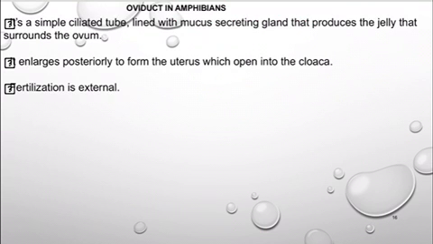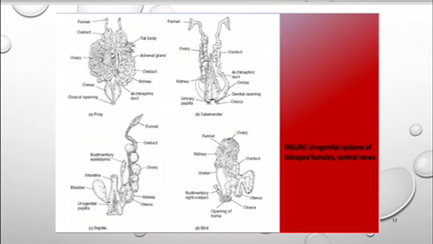It is simple and ciliated, a tube that is lined with mucus secreting glands, and the oviduct produces the jelly that surrounds the ovum in amphibians. The oviduct enlarges posteriorly to form the uterus, which opens into the cloaca. So fertilization in amphibians is external. That's very unique. Fertilization in amphibians is external. Right here is an illustration of the oviduct as seen in the various amphibians you see.